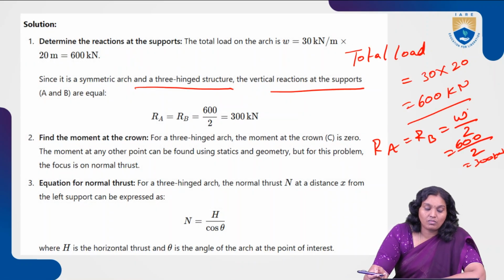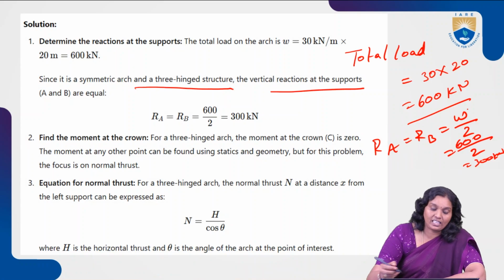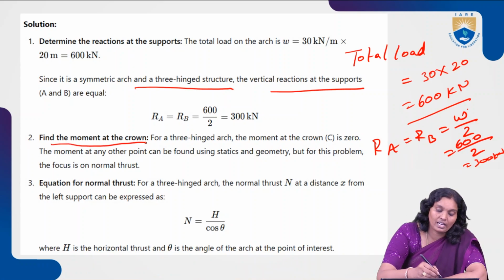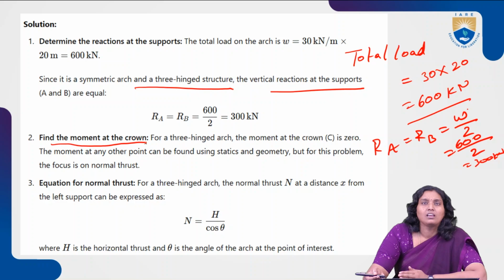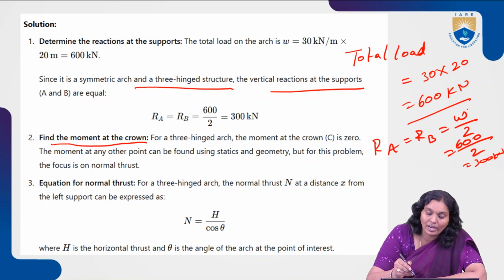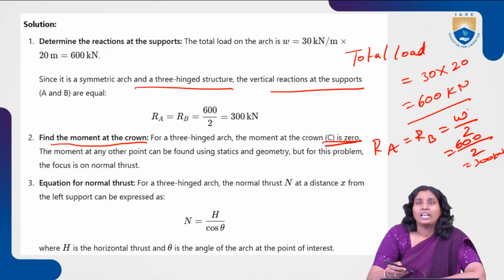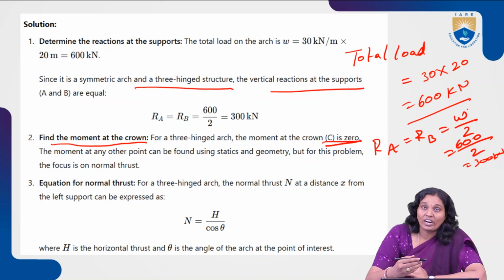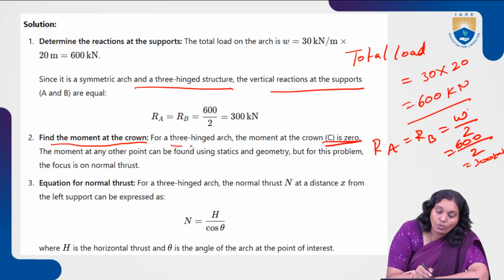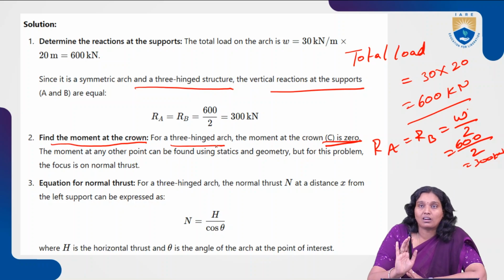So now find out the moment at the crown. That is the next step we are doing. For a 3-hinged arch, the moment at the crown is 0. Whereas for a 2-hinged arch, the moment at the crown is not equal to 0.